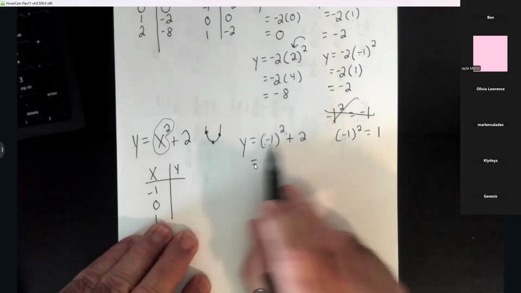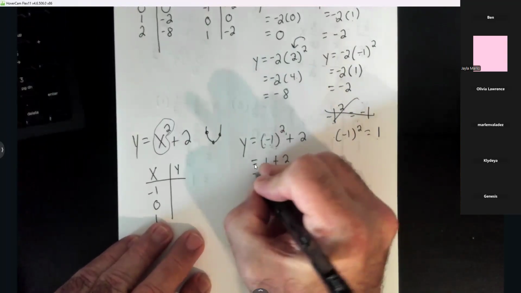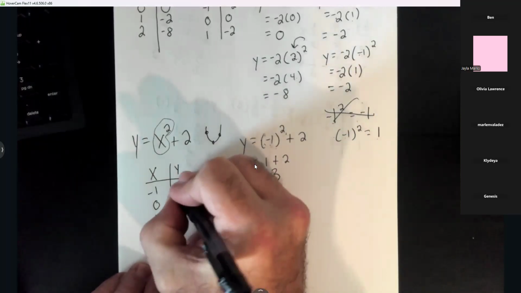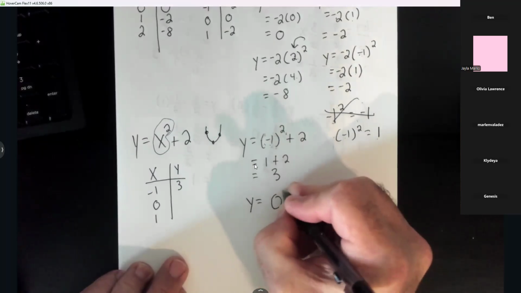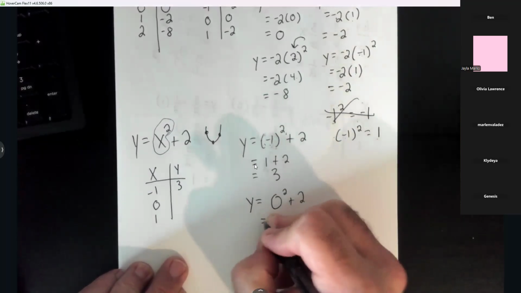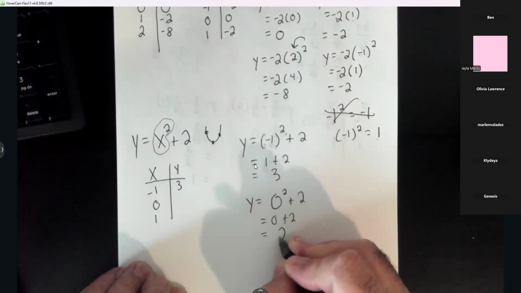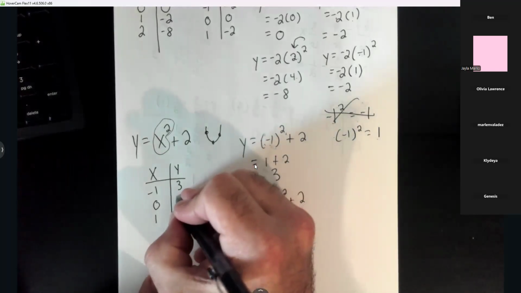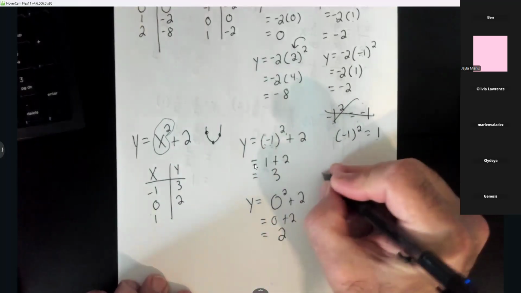All right, so this -1 squared equals 1, so that gives me 1 plus 2, which equals 3. If I put the 0 in, I get 0 squared plus 2. Well, that's going to be 0 plus 2, which is 2. So when x is 0, y is 2. And then we put in a 1.